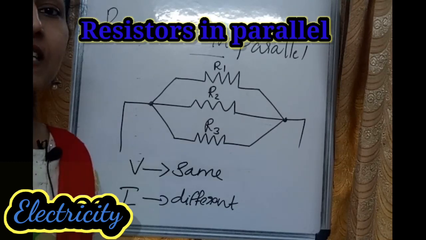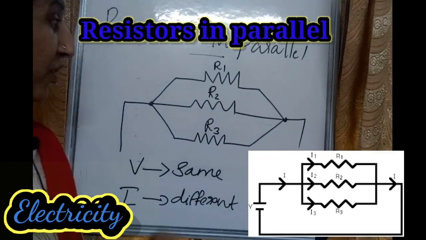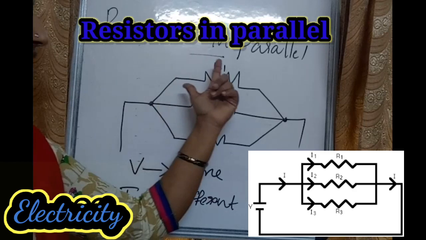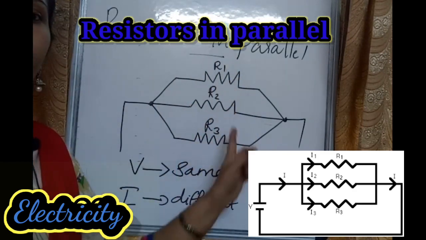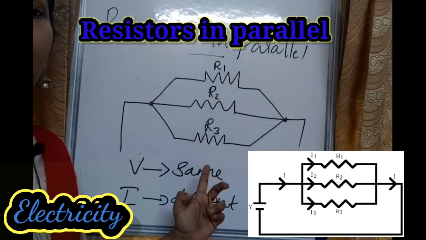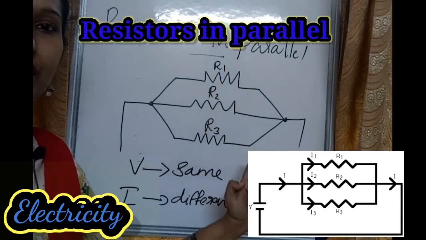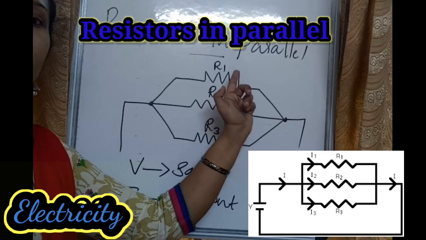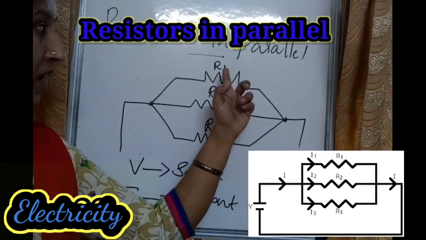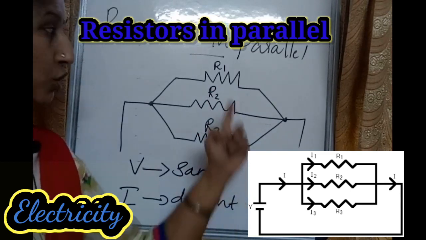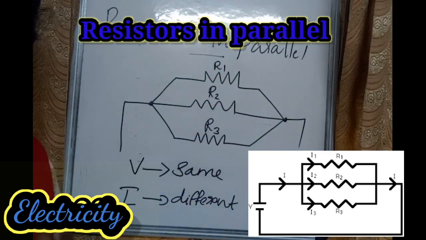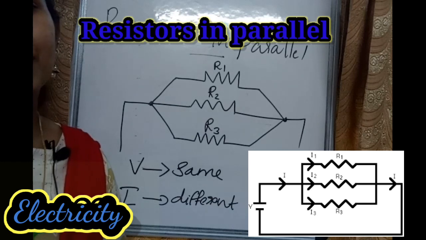Next one, resistors connected in parallel. You can see on the board three resistors R1, R2 and R3 connected in parallel. So this is the arrangement of parallel connection. Here the three resistors are connected in parallel. R1 is parallel to R2, R2 is parallel to R3. So the three resistors R1, R2 and R3 are connected in parallel.